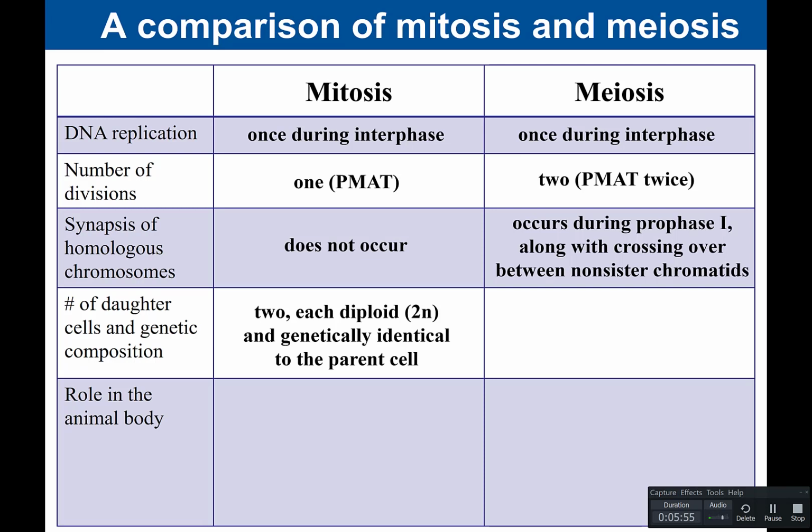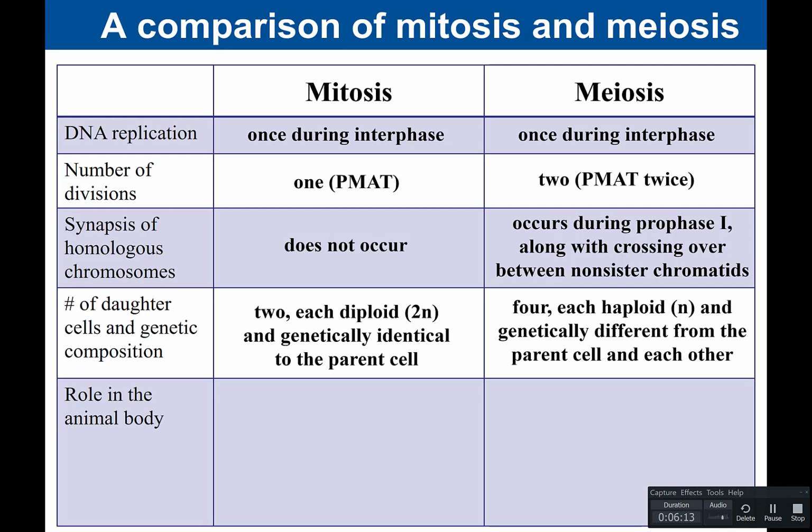In the case of meiosis, its goal is sexual reproduction. It's going to have 2 rounds of division, which means that it ends up with 4 cells. Each cell is haploid. They have reduced chromosome number in half, and they are genetically diverse from the parent cell and from each other. So each haploid is genetically different.